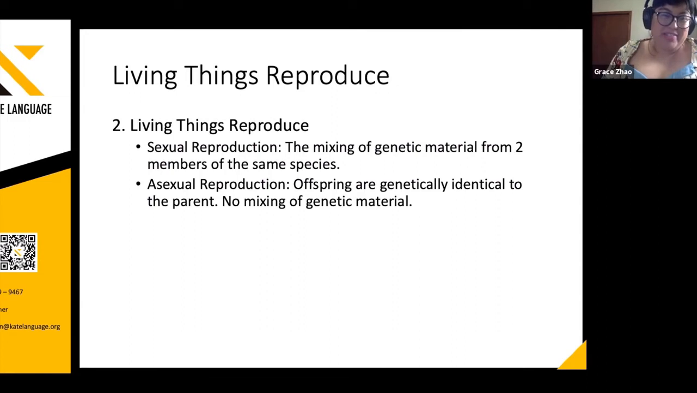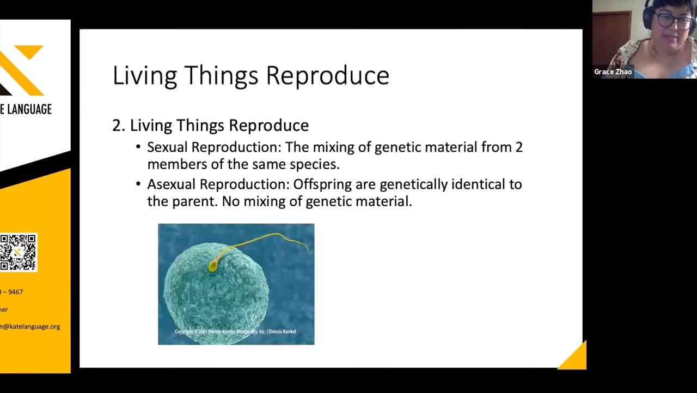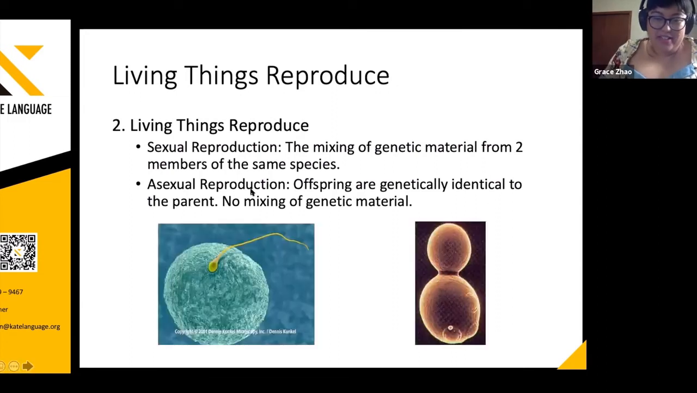I just want to make sure that everybody gets it. So here we'll have an example of a sperm and an egg, and it's a microscopic picture. And here, technically, this is an example of how some bacteria actually reproduce. Sometimes they just asexually reproduce and make a split copy of themselves.